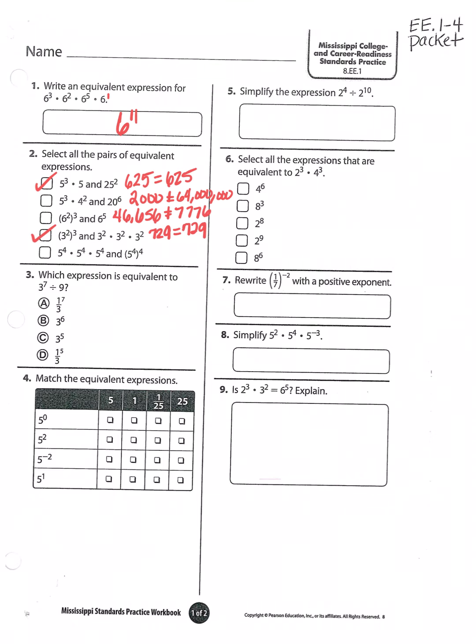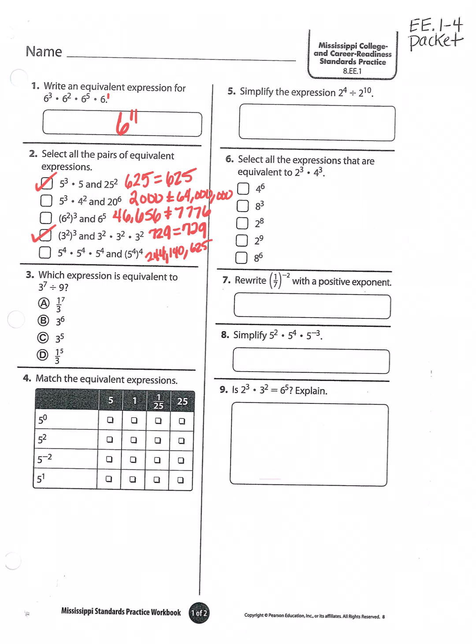And then the very last one, 5 to the 4th times 5 to the 4th times 5 to the 4th. That is a huge number, 244,140,625. Now let's see what the other side is. 5 to the 4th in parentheses raised to the 4th again.